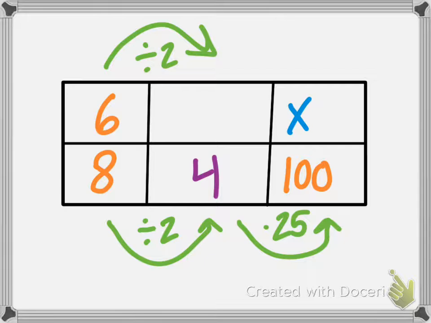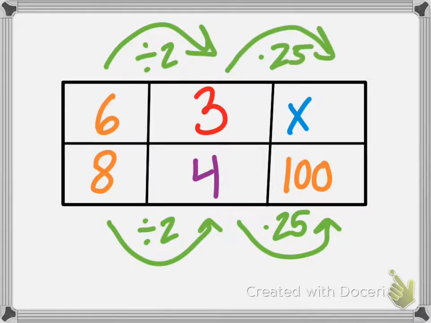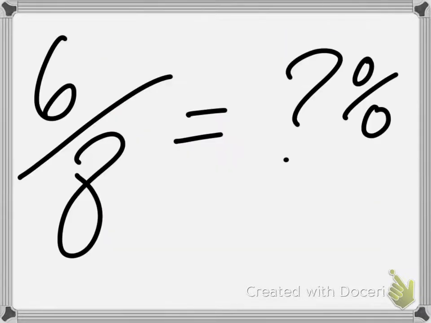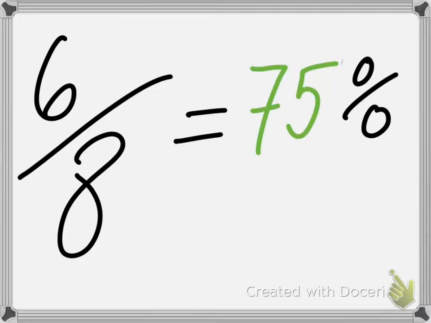So Julian, could you please read to me this number that I wrote in red right now? 3, our number in red is 3. And we have to do the next part the same, times 25. When I multiply by 25, 3 times 25, who can tell me 3 times 25? Ethan? 75. So what I found out was that 6 over 8 ends up being 75%. So excellent.